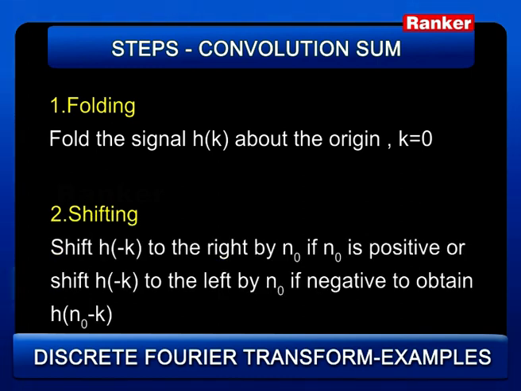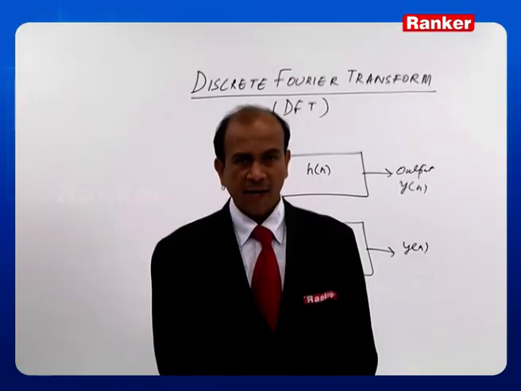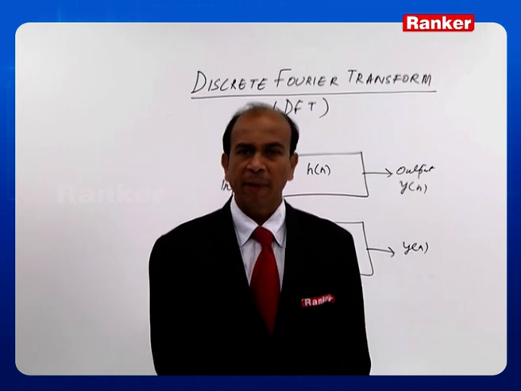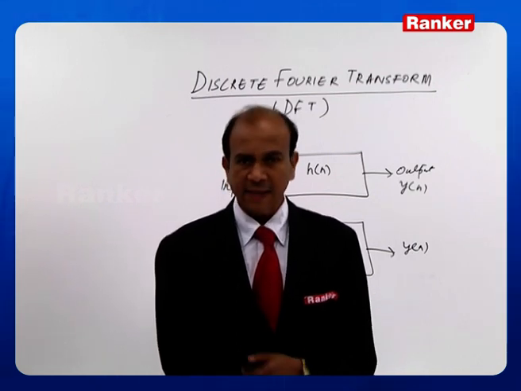Shift h of minus k to the right by n naught if n naught is positive, or shift h of minus k to the left by n naught if n naught is negative, to obtain h of n naught minus k. We are seeing h of n minus k, so you have to do this shifting. That is the second property.